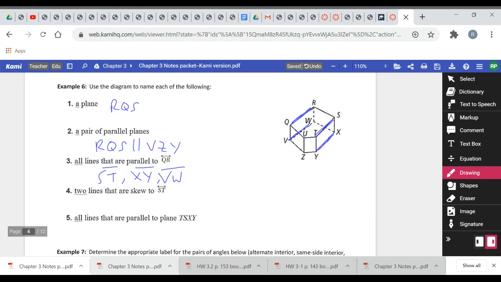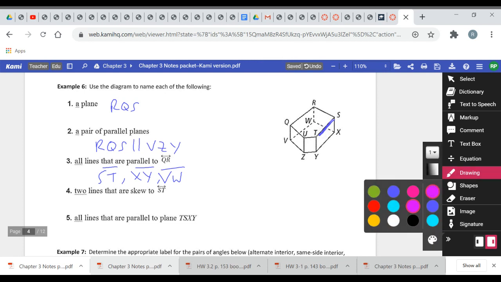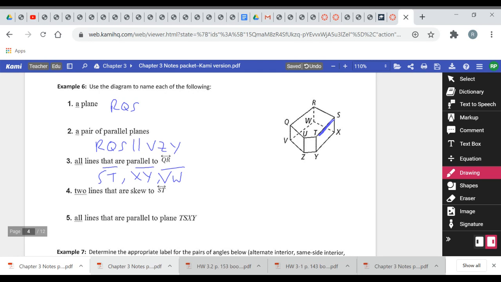Okay, on number 4, it wants me to name some lines that are skew to ST. So here's ST. And if I go and name some lines that are skew to that, VZ would be one. Okay. Again, those 2 segments, even if I extended them out, would never intersect each other, but they're also not in the same plane. They're not facing the same direction. Another example would be WX.